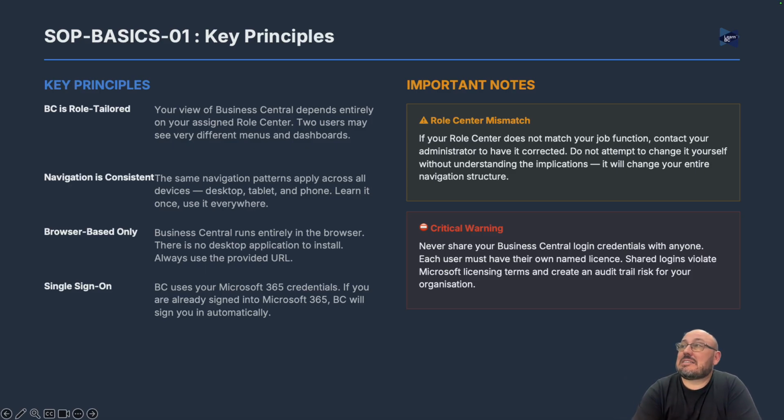Navigation is consistent. The same navigation patterns apply across all devices, okay? Learn it once, use it everywhere. Browser based only. Business Central runs entirely in the browser. There is no desktop application to install. Now, Chrome does say, hey, do you want to install this application? All it's doing is giving you a dedicated Chrome browser to that application. It's like on your phone, saving a link to a website and putting it on your home screen.